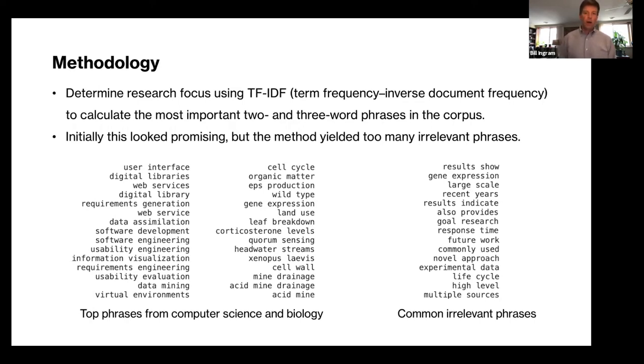Initially this looked very promising. You can see from the first two columns, this is computer science. I don't know if you're seeing my mouse moving, but this is computer science here: user interfaces, digital libraries, et cetera. That seems good. These look like research topics in computer science. Over here in biology, these also seem to be working well. However, the problem was we're also turning up a lot of mainly irrelevant phrases, such as results show and future work, high level, these kinds of things that just made way too much noise. And so that wasn't working.